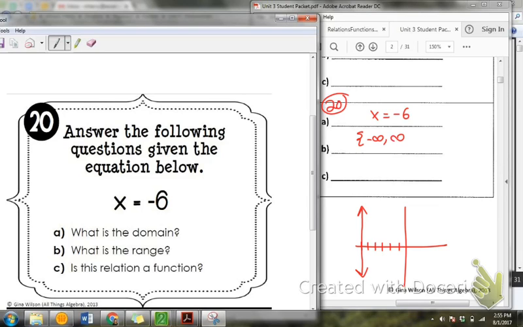Can we just put all the numbers? Sure. Here's the symbol for all real numbers, if you want to use that. It's the same thing.